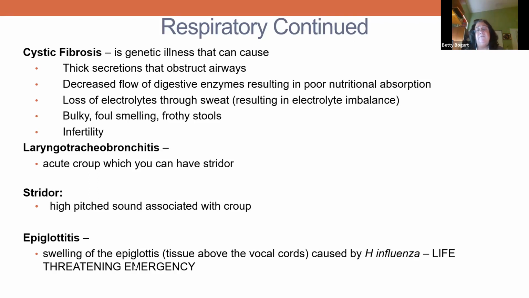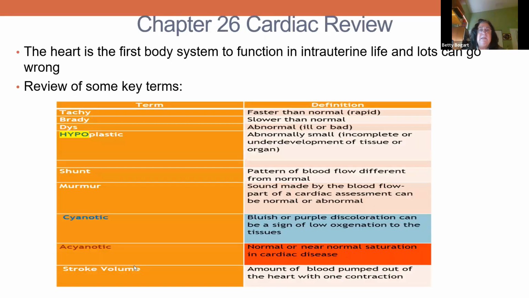Very serious, life-threatening. Now let's go into some hearts. Now, this is probably my specialty of all of the areas. I worked 10 years at Miami Children's Cardiac Intensive Care Unit when they opened up that unit, and it's near and dear to my heart. So if you have any questions, stop me and I will let you know.